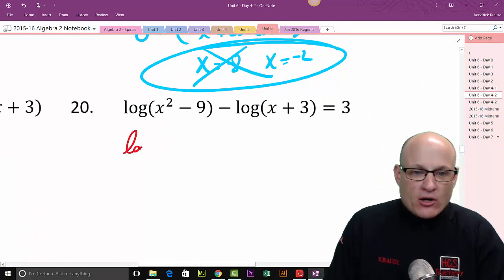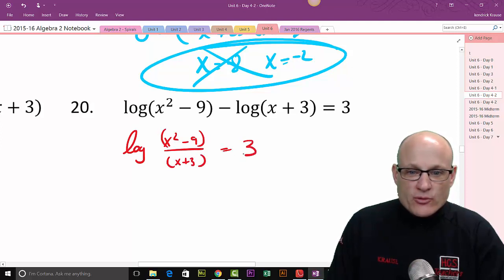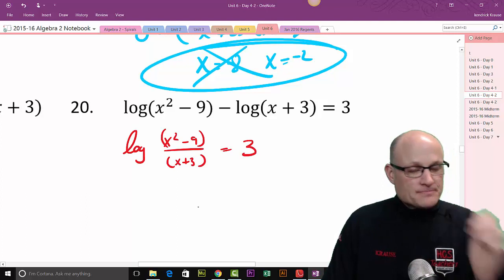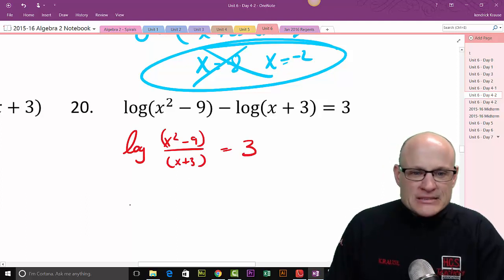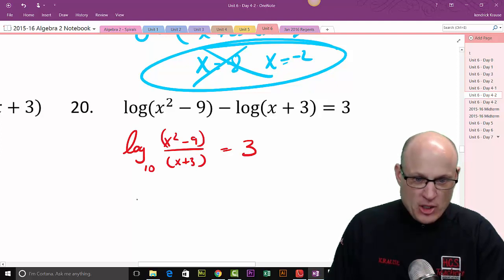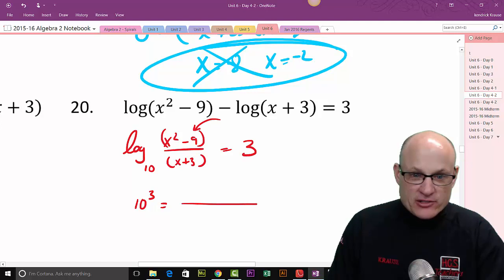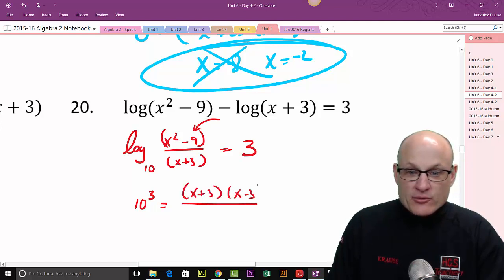We're going to condense this. So log of (x squared - 9) all over (x + 3) is equal to 3. Okay. So let's see here. Base 10, all about the base. So 10 cubed is equal to, now I'm going to factor this. I'm going to show you why in a second. (x + 3)(x - 3).